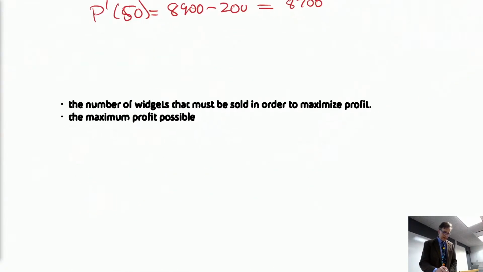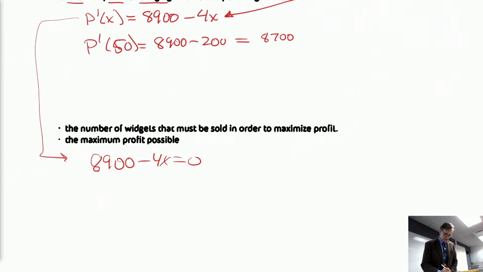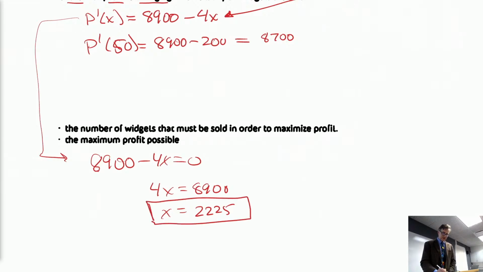Okay, now we'll deal with the maximum. Finally, we get to the maximum. Well, we have P prime right there, so we might as well do P prime equals 0. So that means 4x is equal to 8,900. Divide both sides by 4. Here I'm just going to be lazy. I'm sure I could do this in my head, but 2225. And that's the answer to the number of widgets that must be sold to maximize the profit.